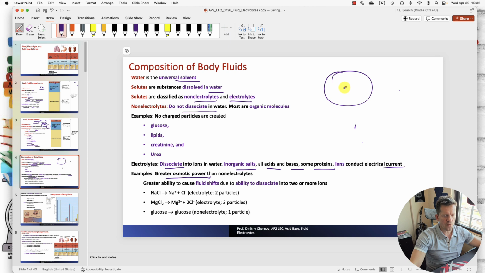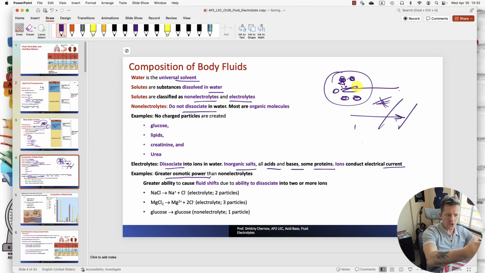Intracellular osmotic pressure, meaning we're going here. Intravascular osmotic pressure, meaning we're going inside of the blood vessels. So the greater osmotic power is due to solutes. The concentration of solutes in the cell right now is higher compared to the concentration in the interstitial space. That's why water flows inside of the cell.